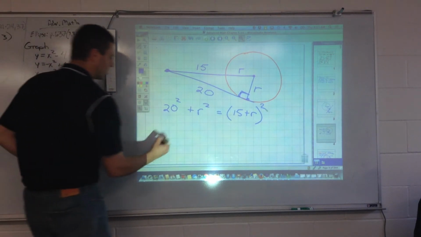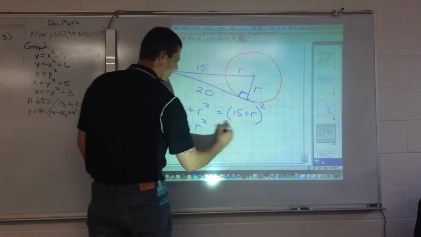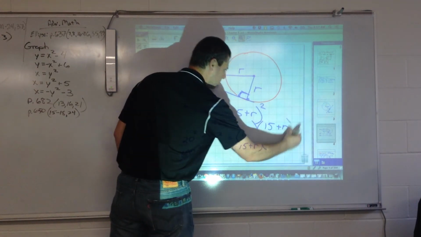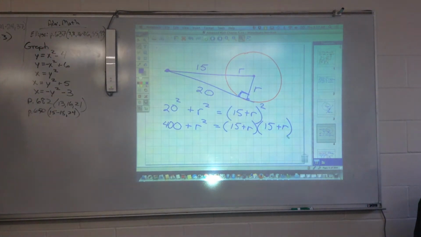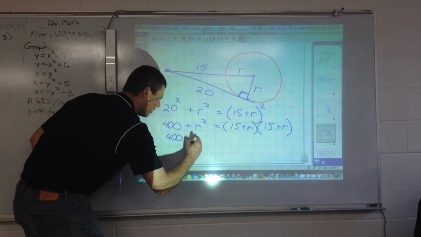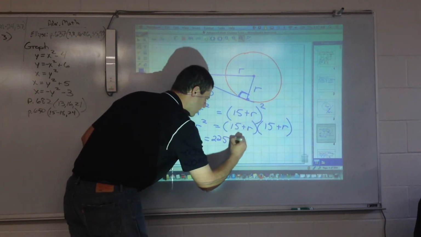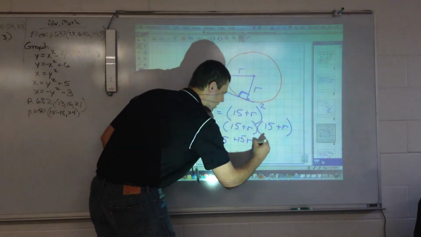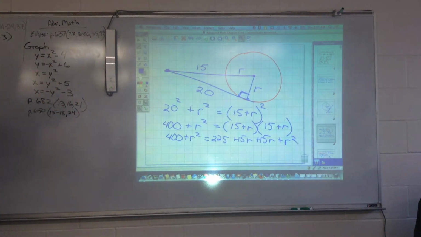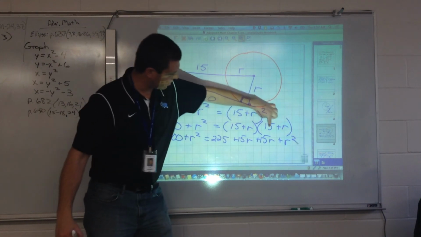Absolutely. 20 squared is 400. r squared is simply that, r squared. And for (15 plus r) squared, I'm going to actually have to take 15 plus r times 15 plus r and FOIL that out. So 400 plus r squared equals 225 plus 15r plus 15r plus r squared. I just FOILed that, right? You guys have done that in algebra? 15 times 15, 15 times r, 15 times r, r times r.